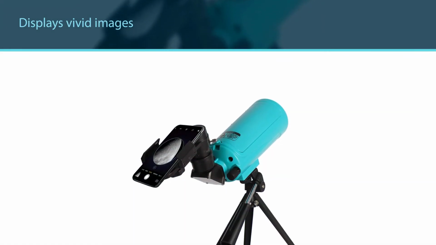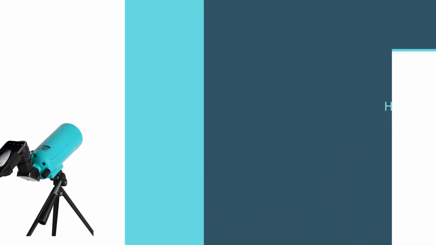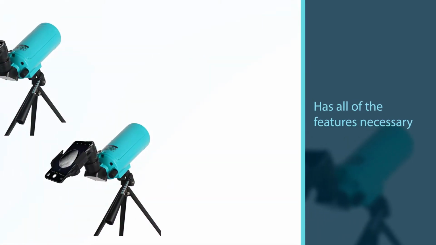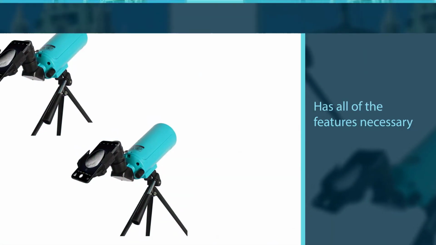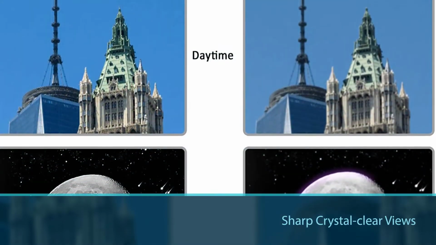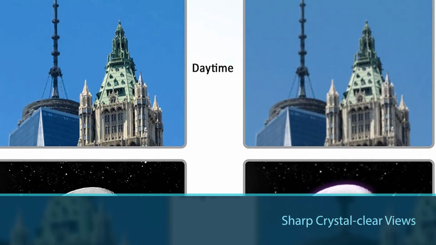If you want to use this telescope for simple planet exploration and wildlife viewing, it has all of the features necessary. The telescope has all of the tools you need to assemble it out of the box. You won't have trouble assembling the telescope, thanks to the very clear instruction manual.